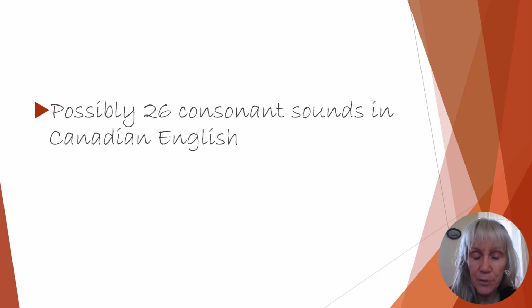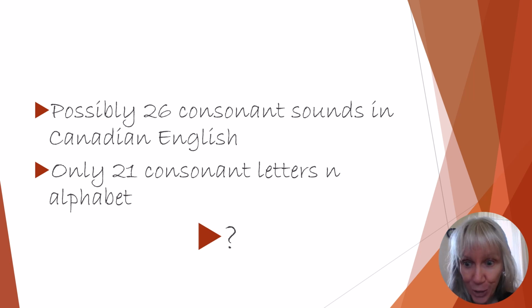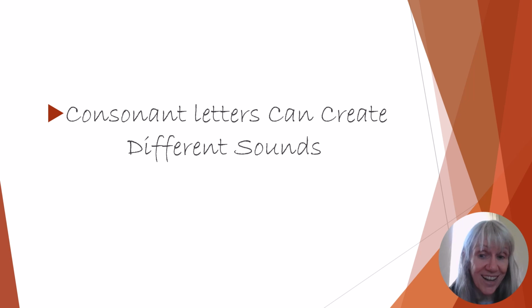So again, we have some confusion with the number of letters we have and the sounds we're hearing. There are possibly 26 consonant sounds in Canadian English, and we only have 21 consonant letters in the alphabet. How does that work, I wonder? Each consonant letter in the alphabet can create a different sound in a word.